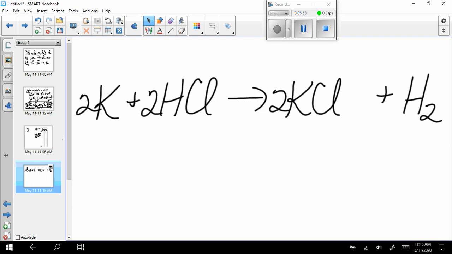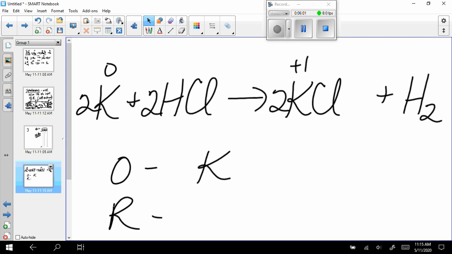Okay, my K is at 0 and it goes up to a +1. So my oxidation is all about the K. My reduction is what's going down. So the H started at a +1 and went down to 0. To know if this is spontaneous or not, I don't have to write the half reaction right now.